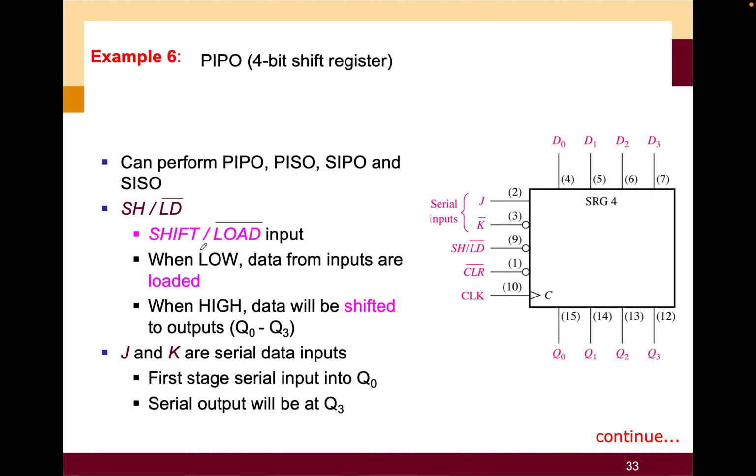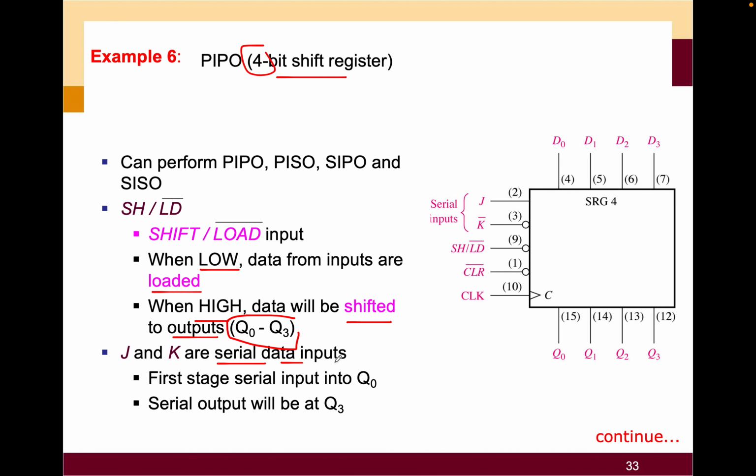For example, here you have a 4-bit shift register that can perform PIPO, PISO, SIPO, and SISO. So you're going to have the shift/load input. When low, the data from the input are loaded. This one is similar to the previous table. When high, data will be shifted out, all of it. You can see here, if you have 4 bits, you're going to have up to Q3. If you have 5 bits, you're going to have Q4 and so on.